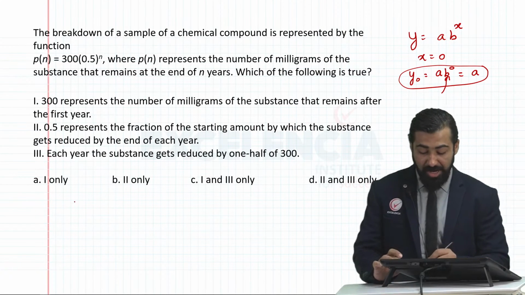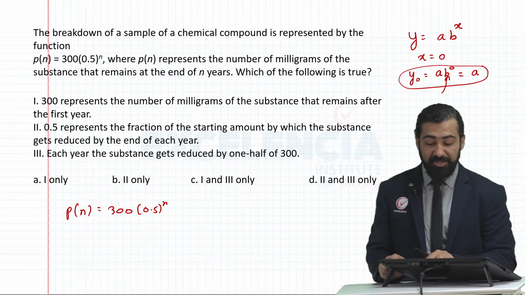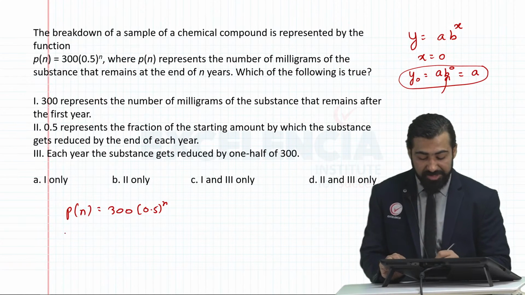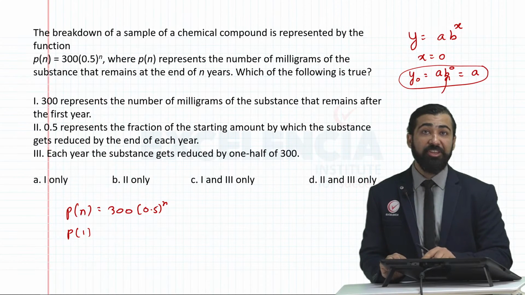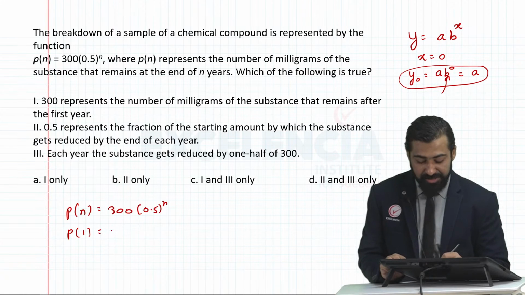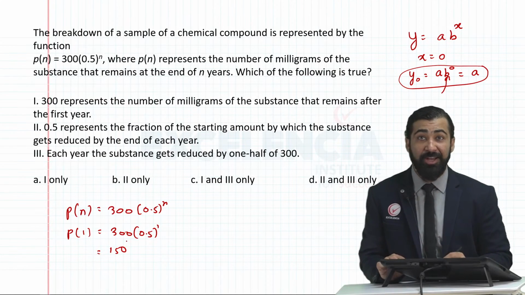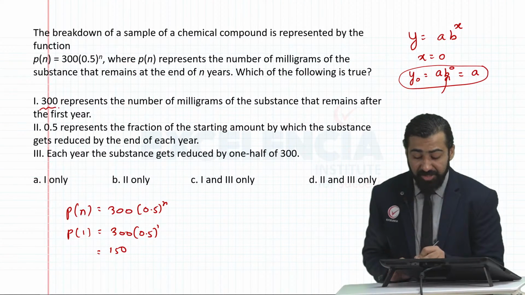Keeping this in mind, our P of n was 300 into 0.5 to the power n. Now first option says 300 represents number of milligrams of the substance that remain after the first year. After the first year, that means when I put n as 1, because at the starting point my n will be 0. So after the first year n is 1, so I'll get 300 into 0.5 to the power 1, which comes out to be 150. At the end of 1 year, I should have had 150 milligrams of substance left, whereas the question is saying that there were 300.